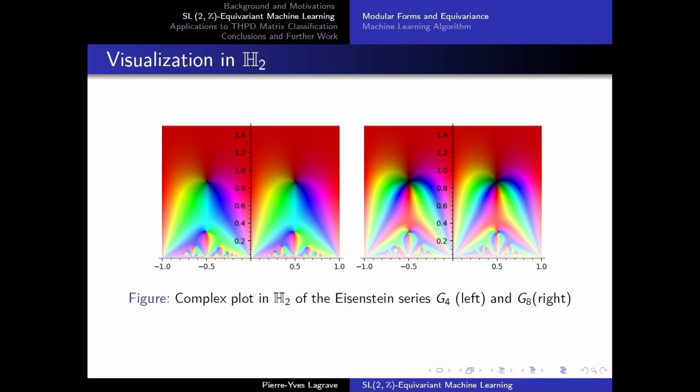If we look at these functions, just to give you some insight about how they look and the type of information that they may convey: on the left-hand side, you have G4 plotted in H2. On the right-hand side, you have G8, again plotted in H2. You can see that these are very symmetrical objects. You can also see periodicity, which is a specific consequence of the modularity condition. The modularity condition is true for all the elements of SL2R. It is in particular true for the matrix with a 1 in the corner and 0 elsewhere, meaning that you have one periodicity.